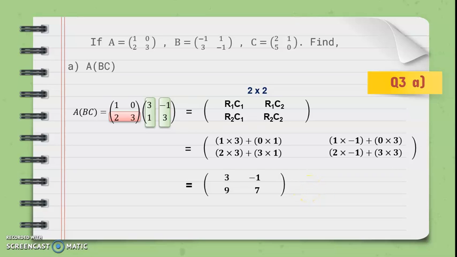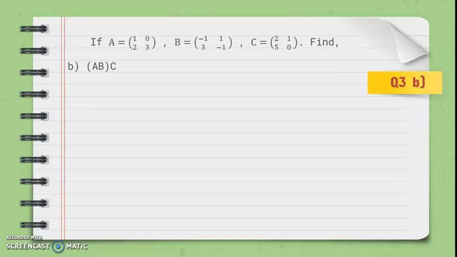Okay, so next, you already multiplied matrix A with bracket matrix B and C. Now you can change the grouping. So now you can multiply matrix A with B first, and then you can multiply with matrix C. Okay, let's see what happened for that.